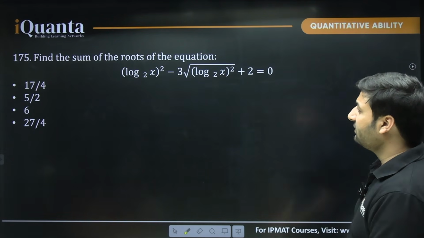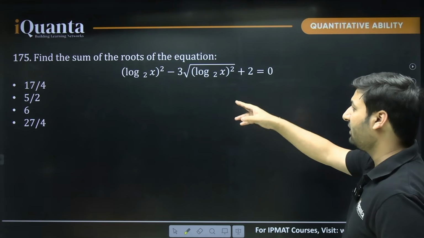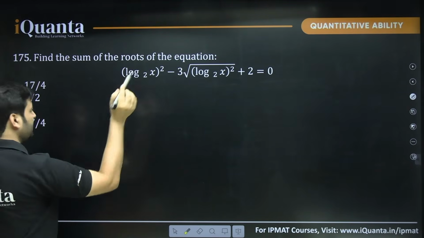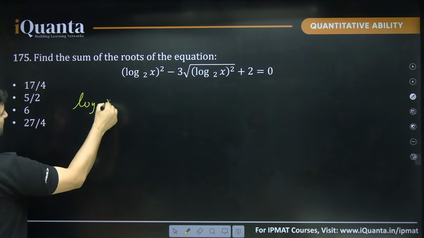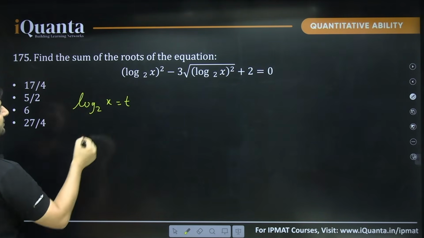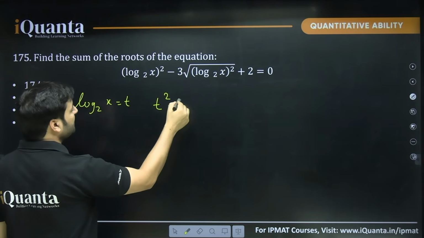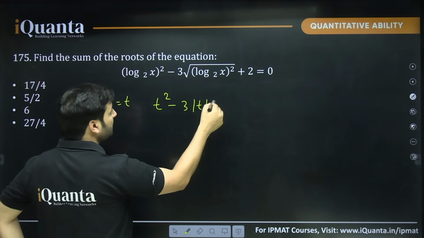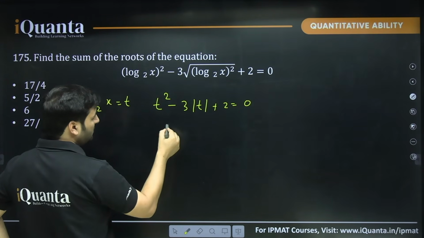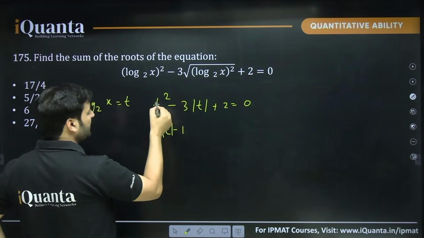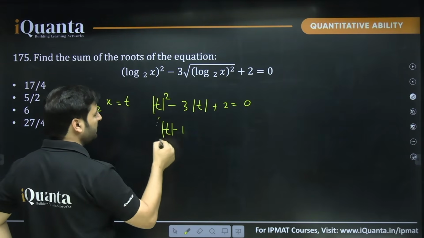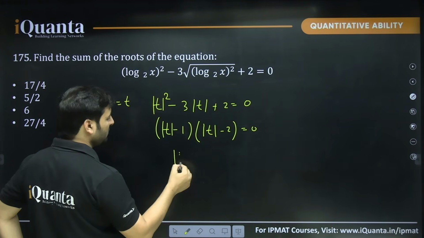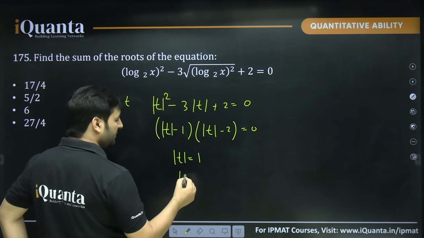Find the sum of roots of the equation log x base 2 square minus 3 root of this log, something is there. So obviously it looks like a quadratic equation, isn't it? Can we take log x to the base 2 as t? Fine. So this becomes t square minus 3, and this is t square. T square root is mod t. So 3 mod t plus 2, that is equal to 0. So that means t square can be written as mod t square. So mod t minus 1 into mod t minus 2, that is equal to 0. So that means mod t can be 1 and mod t can be 2.